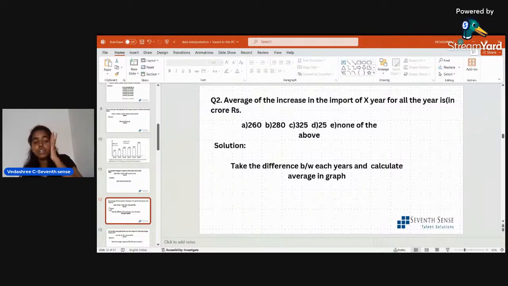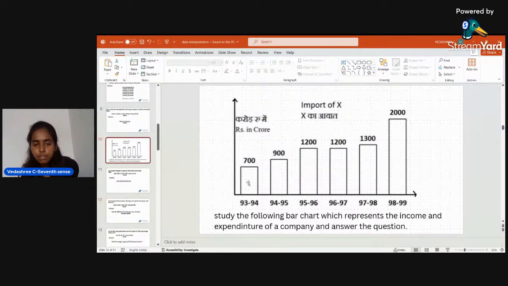Second question: average of increase in import of X for all the years, in crores. So we need to calculate in crores. Now how do you calculate the average of increase in import of X? Take the difference between each year and calculate the average in the graph. How will you take the difference between these years?